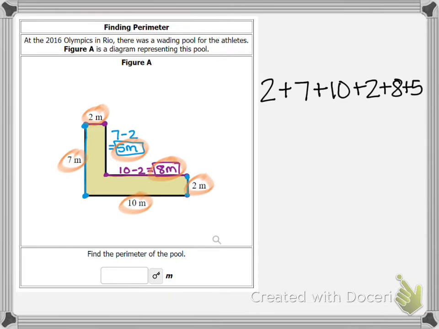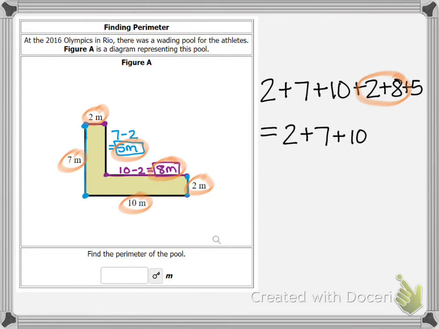Now, I also kind of want to take the opportunity to show you how to quickly add numbers mentally. So I like to think of groups of 10 if possible. So I see that the 8 plus the 2 would easily get me another group of 10. So instead of going from left to right, I'm going to group numbers in a way that makes it easier for me to add them in my head.